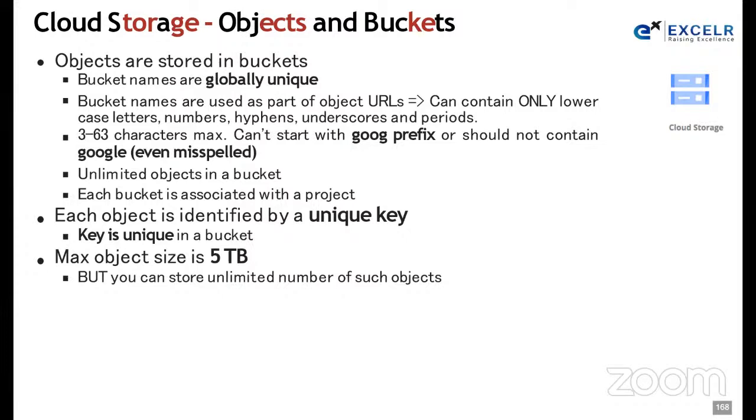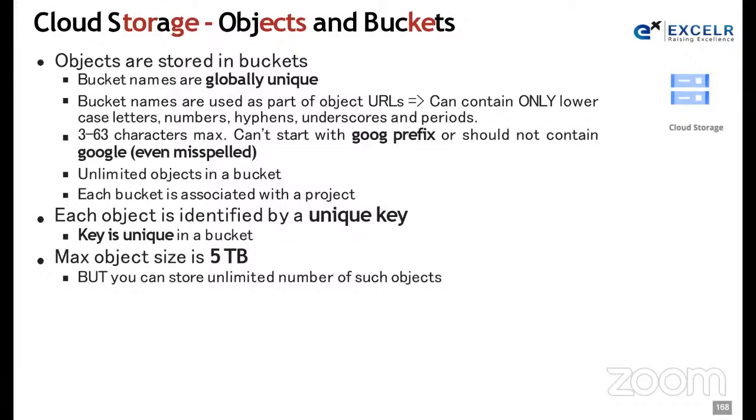The size of your bucket name should be from 3 characters to a maximum of 63 characters. It cannot start with the GOOG prefix because this is one of the reserved words, and it should not contain the Google name, even misspelled. A Google name will not be allowed as part of the name of your bucket. We'll try that and see.